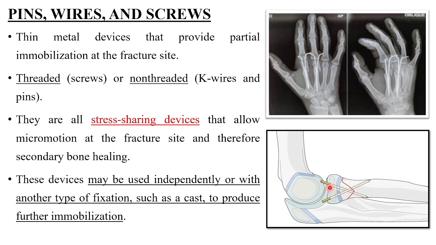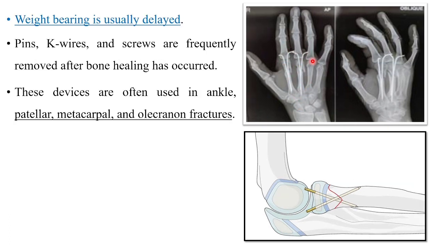So this is a radial head fracture fixed by using pins, and this is a K-wire fixation. K-wire is known as Kirschner wire. In this diagram, they use K-wire for the fixation of a metacarpal fracture. Weight bearing is usually delayed. Pins, K-wires, and screws are frequently removed after bone healing has occurred. These devices are often used in ankle, patella, metacarpal, and olecranon fractures.